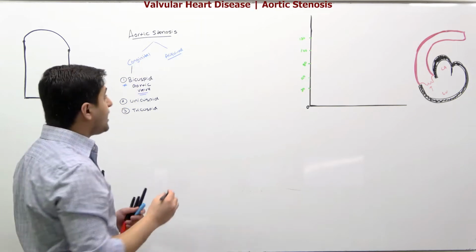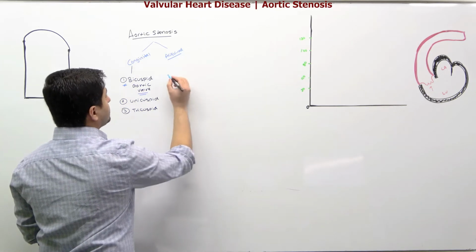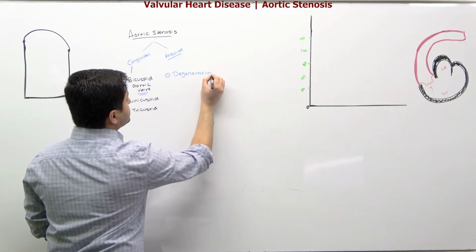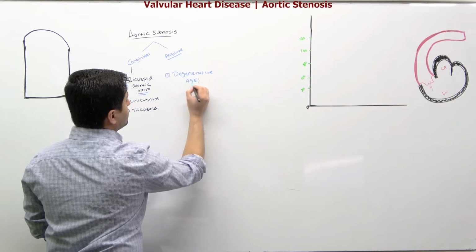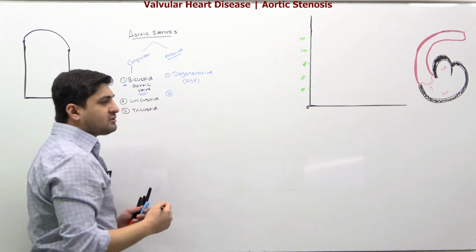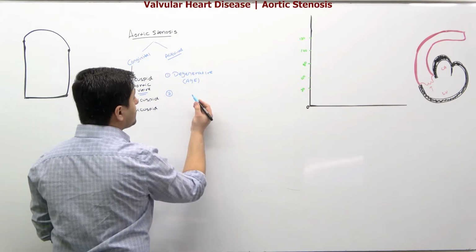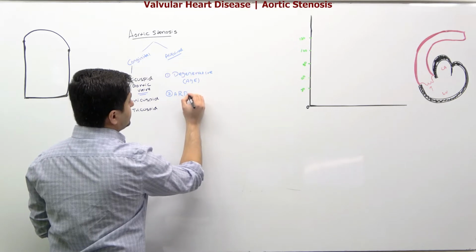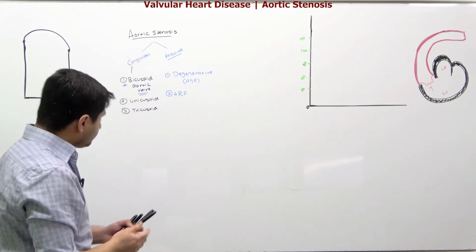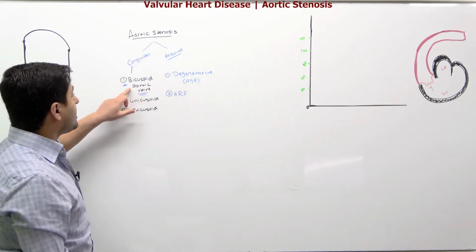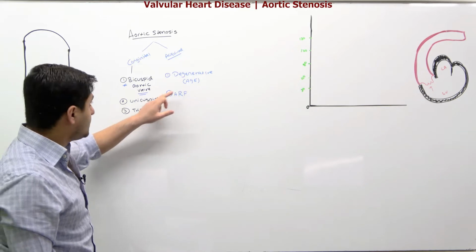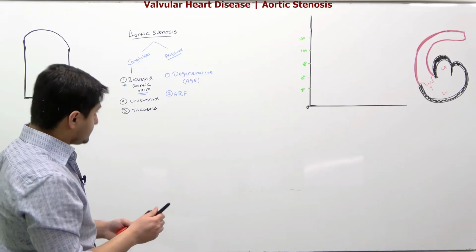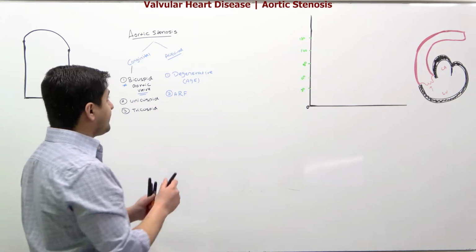Another one, when it comes to acquired, is degenerative, and this has to do with age, which is very, very important. Or sometimes it can be caused by acute rheumatic fever. These two are the most important for your board exams, and you need to remember bicuspid aortic valve and degenerative.